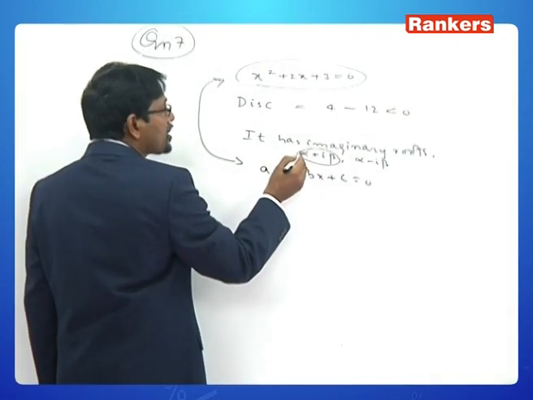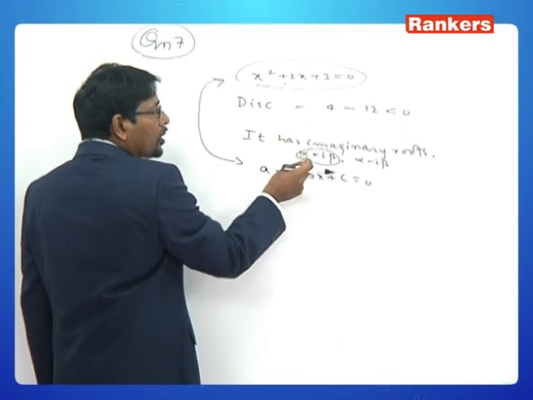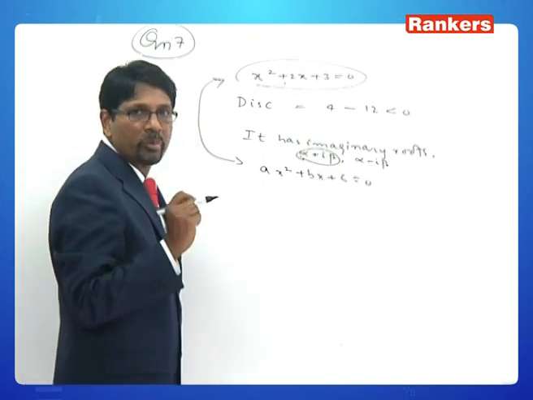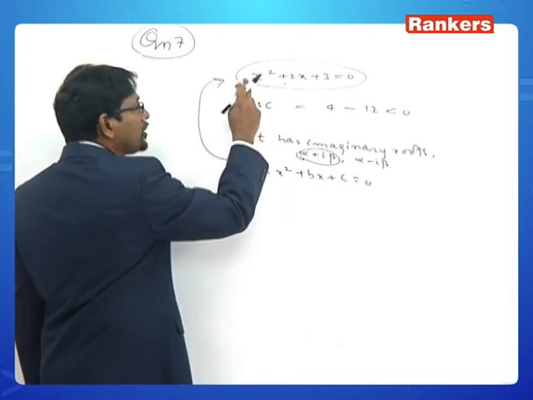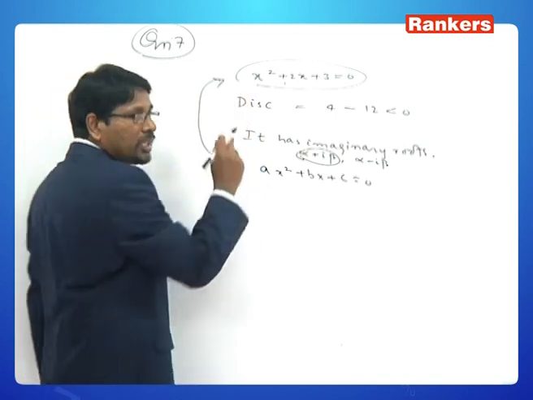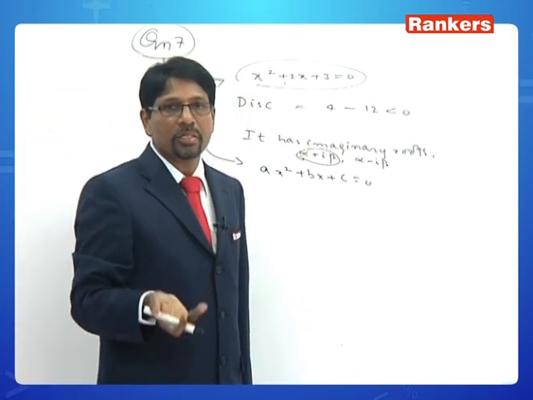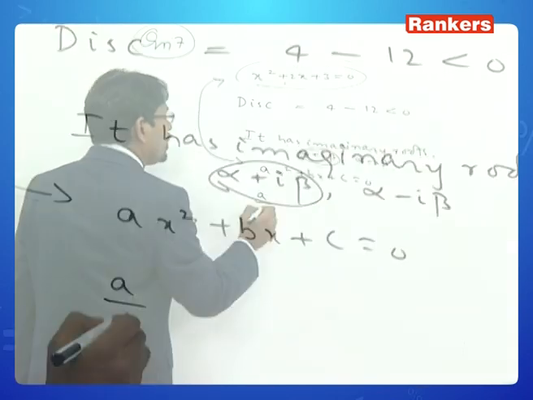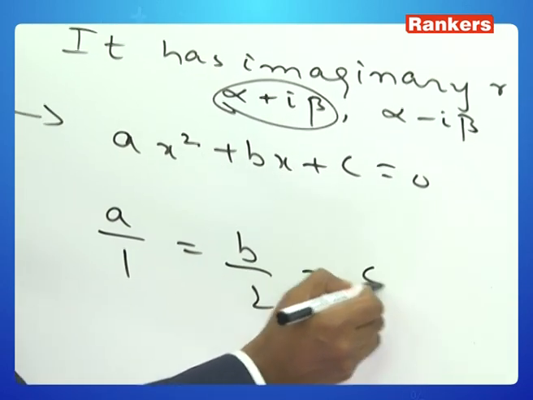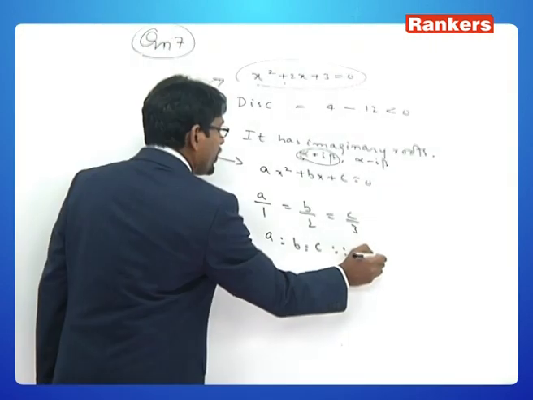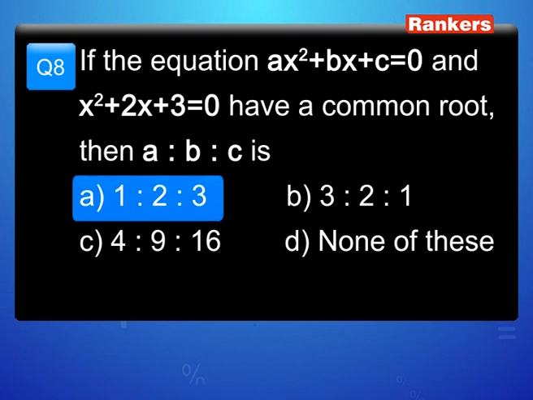If alpha plus i beta is a common root of these two, complex roots occur always in conjugate pairs, so alpha minus i beta will also come out to be the common root. Which means both the roots should be common. So what is the condition for both the roots to be common? The like coefficients should be proportional. So you can say a by 1 should be equal to b by 2 and c by 3. So a is to b is to c is therefore 1 is to 2 is to 3. So the answer is the first option, answer A.